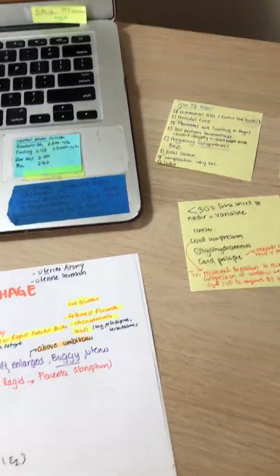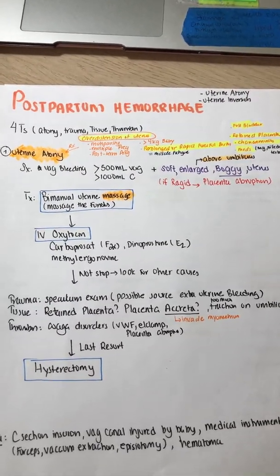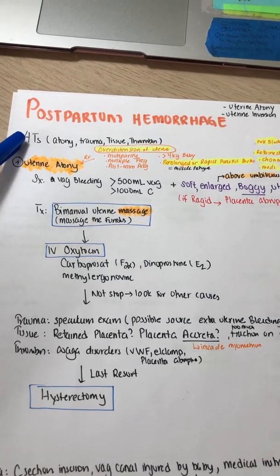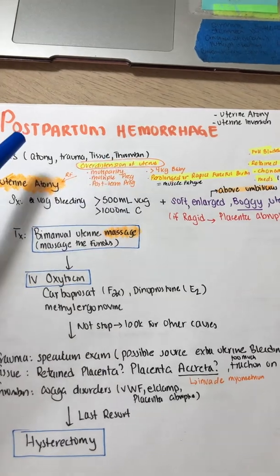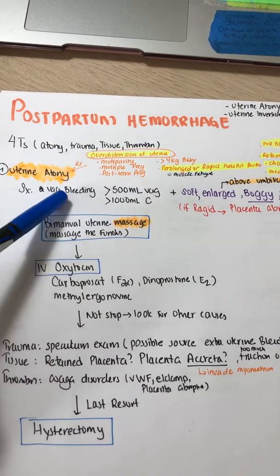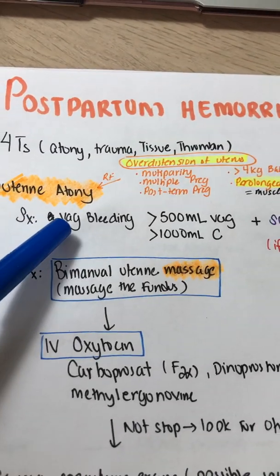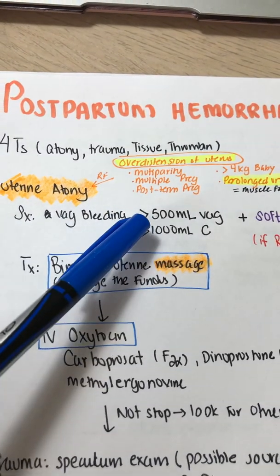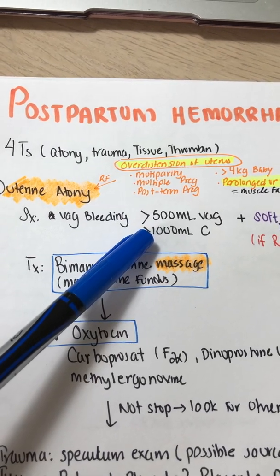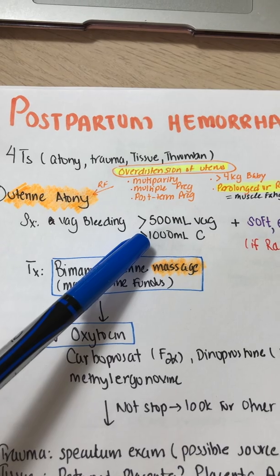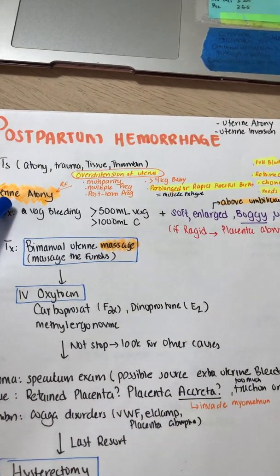So now, postpartum hemorrhage, right? For postpartum hemorrhage, remember the four Ts: tone, trauma, tissue, thrombin. The most common cause is uterine atony. The definition of a postpartum hemorrhage is anytime you give birth vaginally, you lose more than 500 milliliters of blood. With C-section, you lose more than 1,000 milliliters of blood. So we have to remember the causes, which are important.